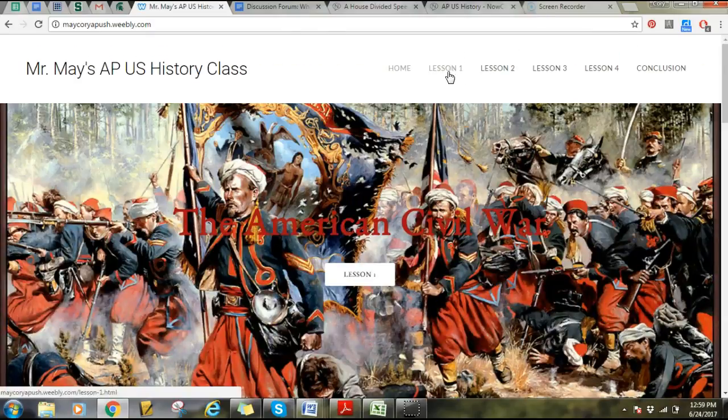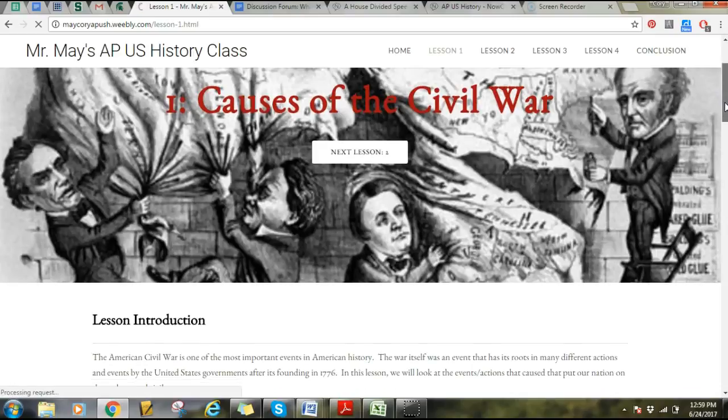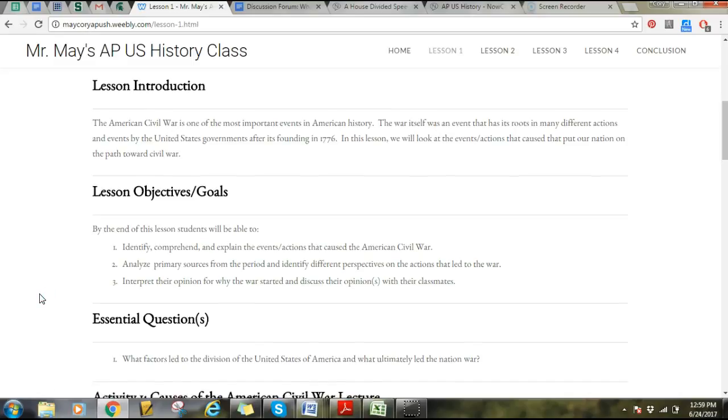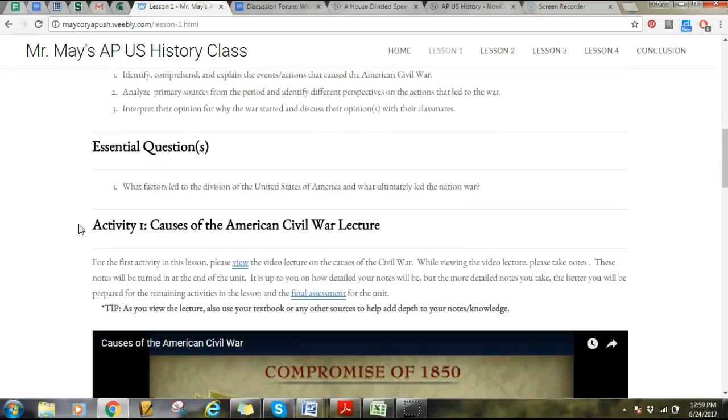Now, on to Lesson 1, covering the causes of the war. There are several activities within this. The learning objectives here for the lesson are as follows: identifying and looking at the causes of the war, and then analyzing primary sources and interpreting opinions within the work the students will do. The essential question is what factors led to the division of the United States of America and what ultimately led the nation to war.